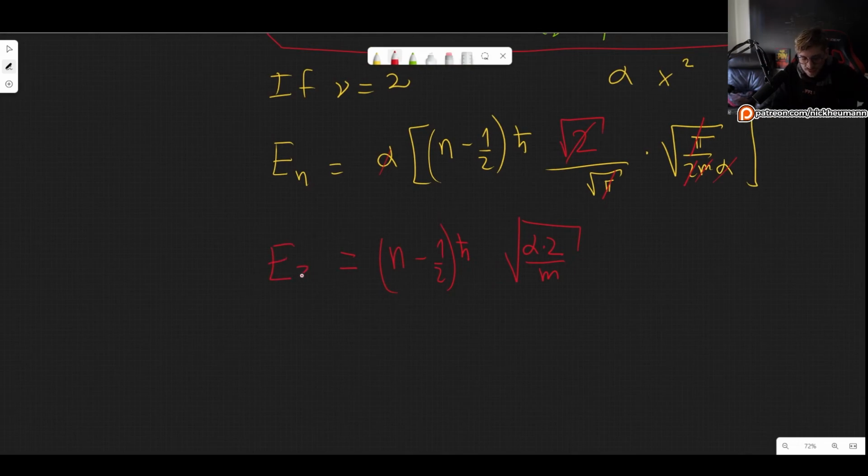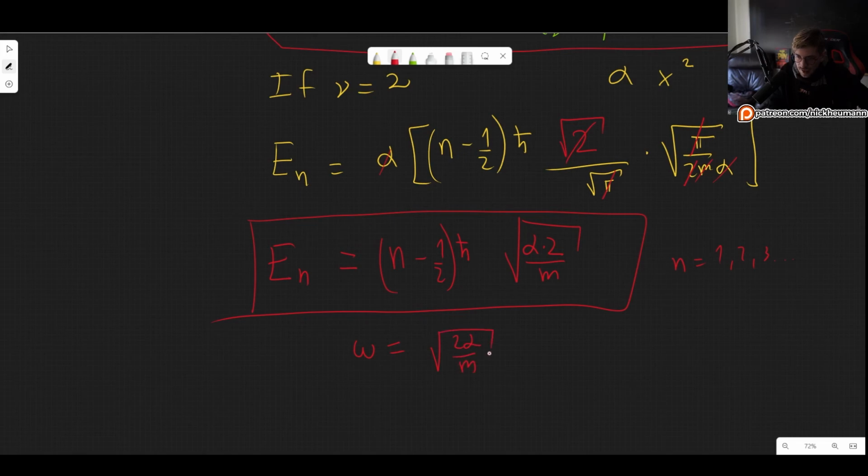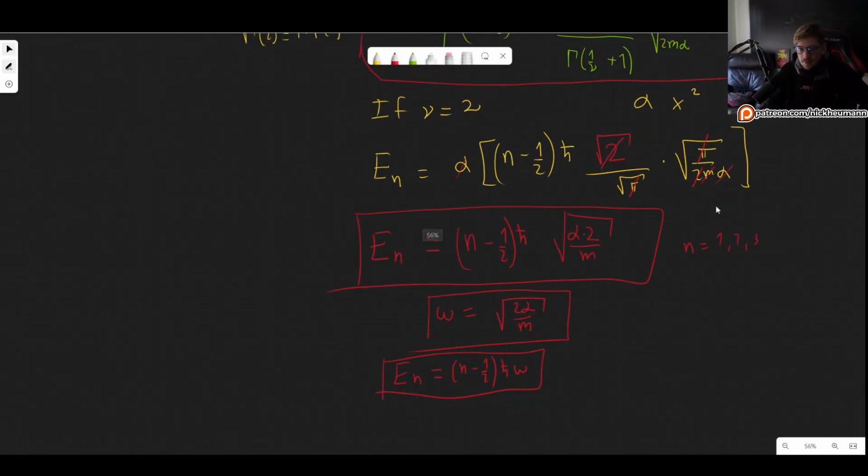Now, what does this look like? These energy levels, what do they look like? This kind of looks like a harmonic oscillator, right? The energy levels for the harmonic oscillator with n equal to 1, 2, 3, etc. But in the case where our omega is precisely the square root of 2 alpha over m. And in that case, we get E_n is n minus 1/2 h bar omega, which is precisely the energy levels of this harmonic oscillator. So we can see that this is precisely that case. So it's a very, very interesting result to find.